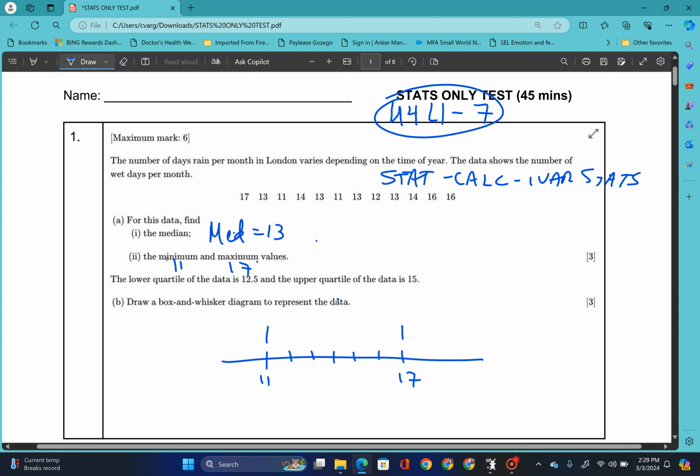So we're going to go to about 12.5, and that's where our box is going to get started. And the upper quartile is 15. So this is 16, this is 15, so this is where our box is going to end. And then we're going to put our median, which is at 13. So this is 12, this is 13 right here. So our median is going to be right there. Then we just connect our whiskers and we're done. That's our full 6 points for this question.